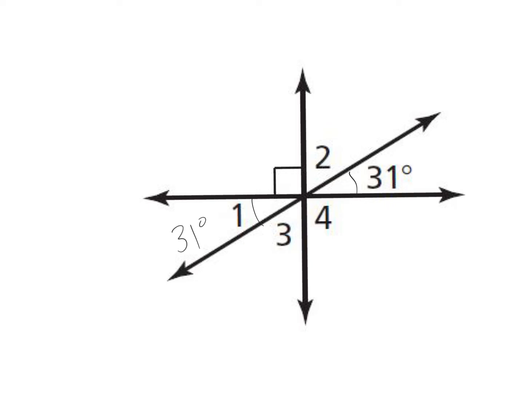Did anyone get angle 2? There's actually 2 different ways you could do it. John, how'd you do it? I added the 90 and 31 and I subtracted it from 180. Excellent. So what'd you get here? 59 degrees. Very good.